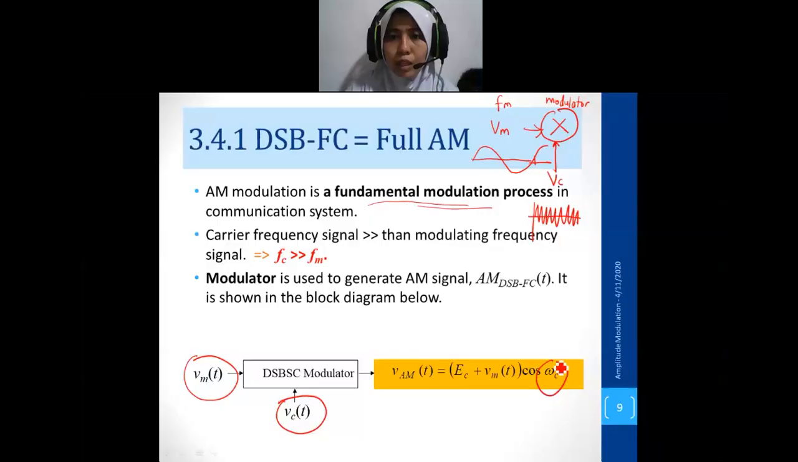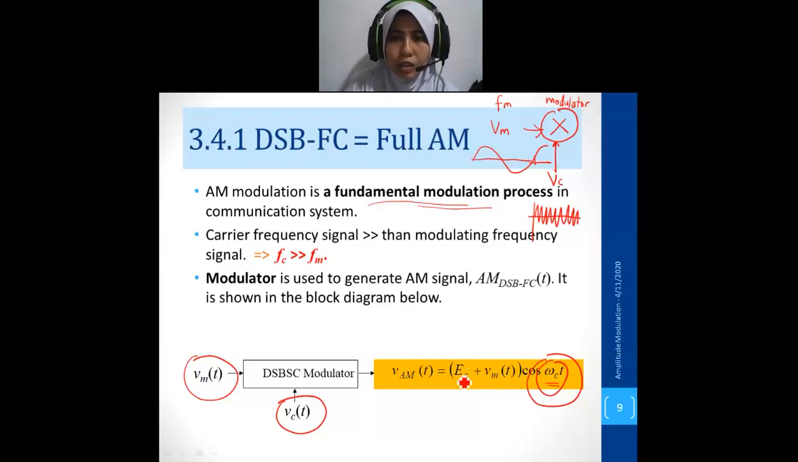For the modulation, we need to use the carrier signal because the carrier signal has a higher frequency than the modulating signal. So that's why in most of the formulas, we use omega C. Because we want to change from the original signal, the information signal or the modulating signal, into the modulated signal. And that's why we use the carrier signal with the higher frequency. So we have omega C here. And the amplitude of the VAM or the DSB-FC is EC plus EM cos omega MT.